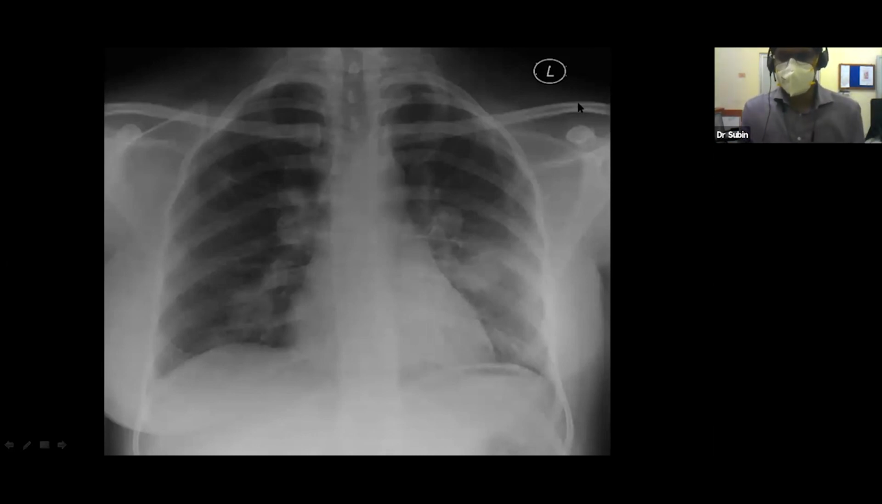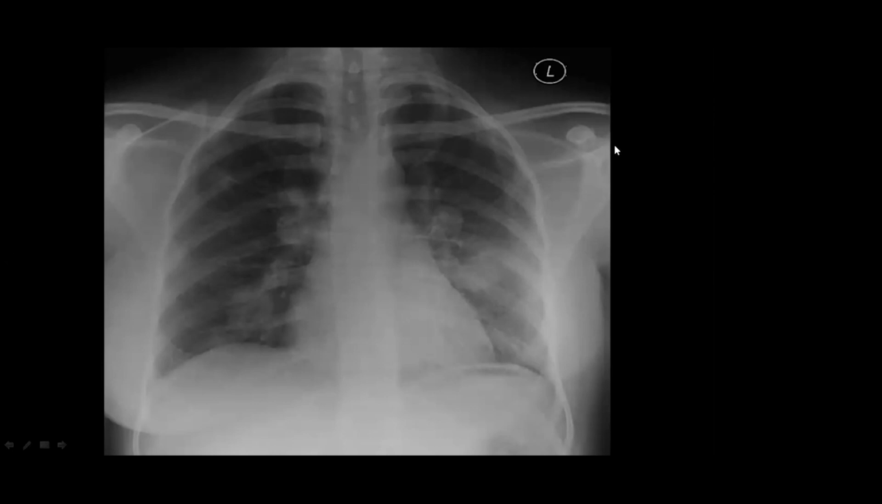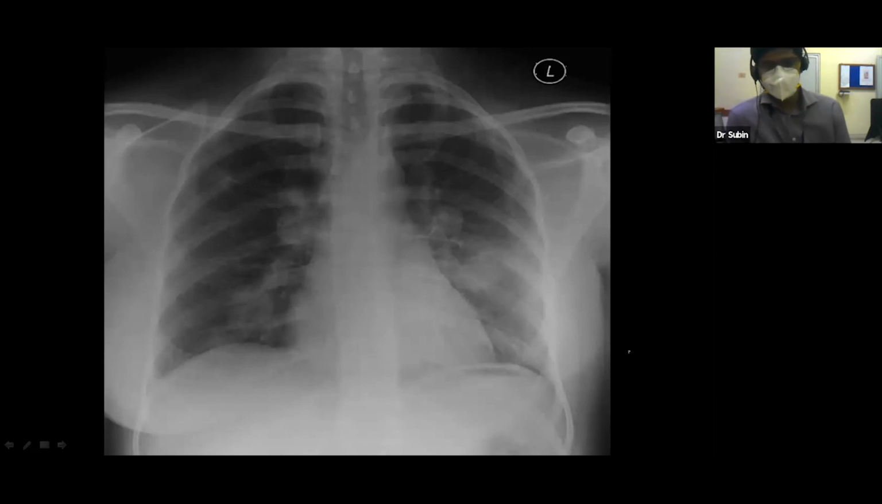Just tell me, I want the whole picture. Why did you say cannonball metastasis? Why can't it be some other infective nodules, or something else? So don't just stop at what you're seeing. Always ignore the obvious. Look at the other things also, and then you arrive at a diagnosis.